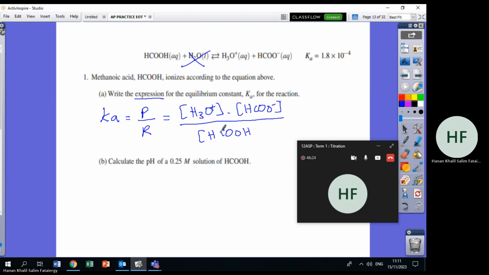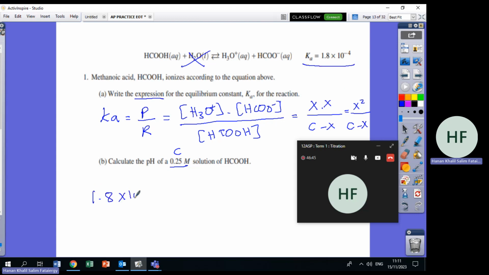HCOOH. Okay. Also, if you make an ICE table, you will get x times x over C minus x, or x squared over C minus x. Now calculate the pH of the solution. Of course, C is 0.25 and the Ka is 1.8 times 10 to the minus 4. Then you find x and the pH is minus log x. Okay, x is 0.0067 and the pH will be 2.17.